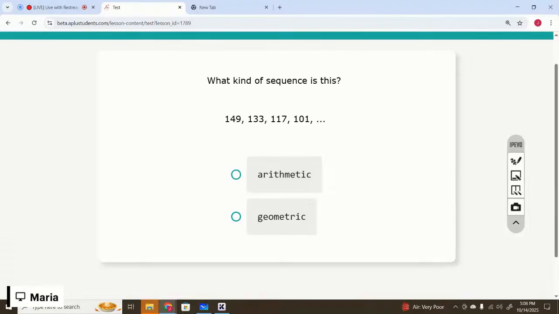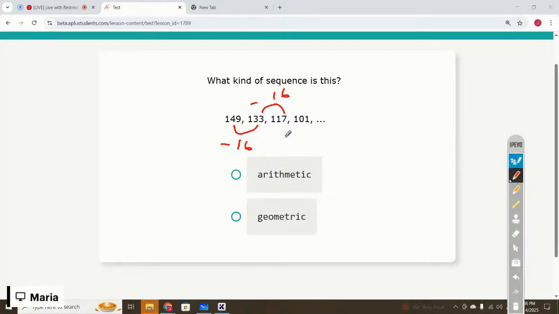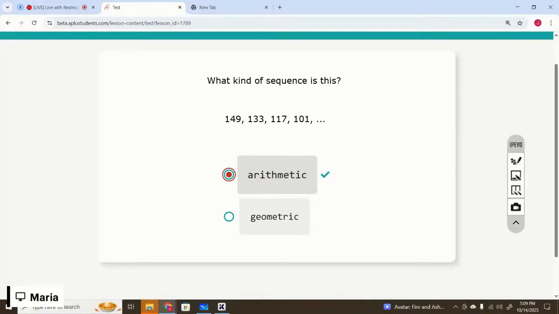What kind of sequence is this? 149, 133, 117, and 101. 149 minus 16 is 133. 133 minus 16 is 117. 117 minus 16 is 101. So that is the arithmetic sequence. Option number 1 is the correct option.